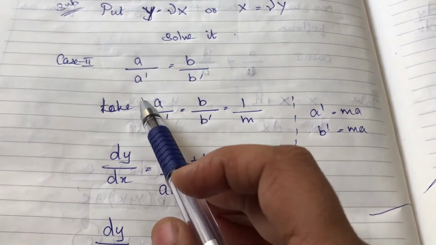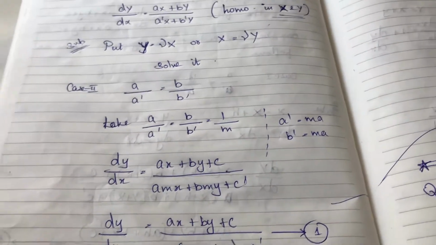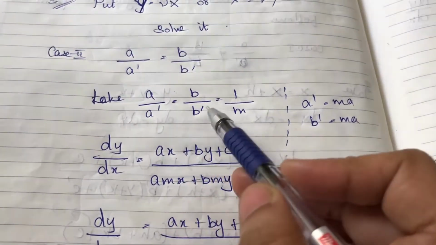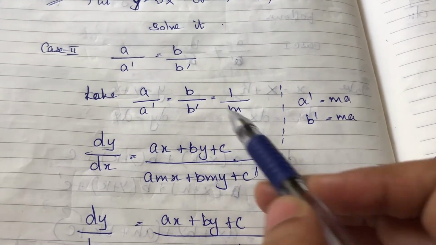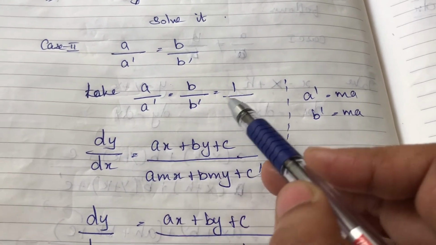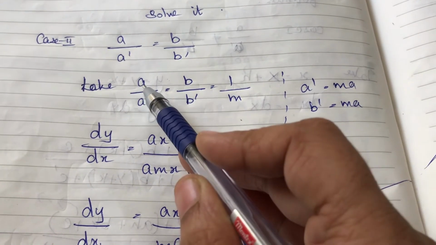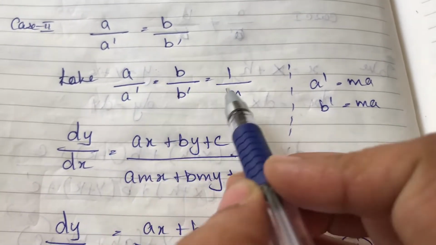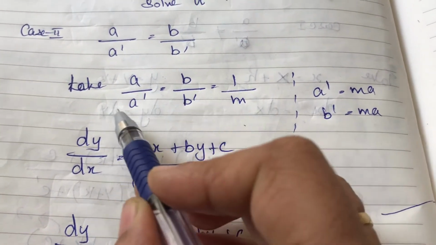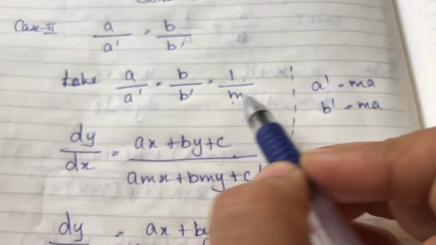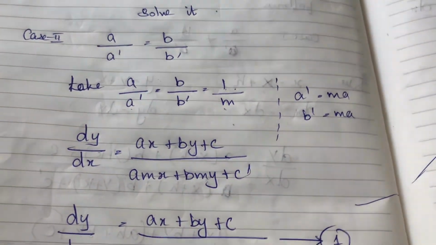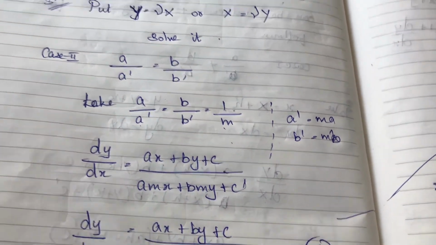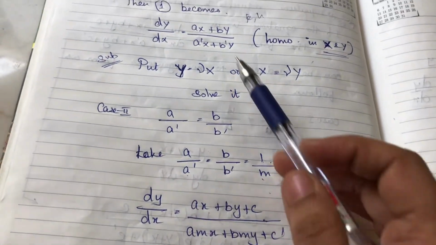Case 2: a by a dash equals b by b dash. If it is equal, just take it as 1 by m. So what is a dash? If I need a dash, m will come here. A dash equals m into a, and b dash equals m into b. Right? So after that I need to substitute these things here.